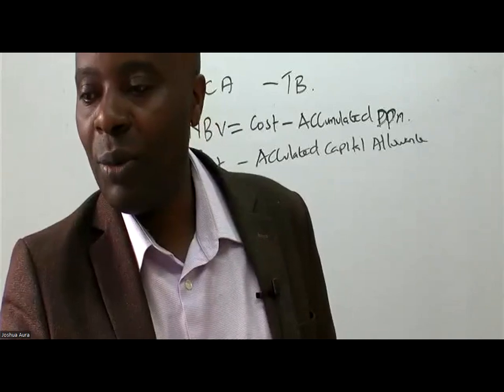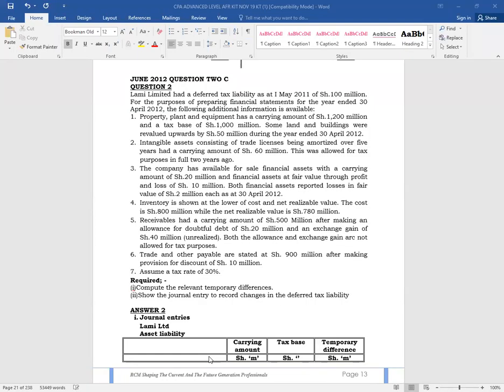Now to be able to get these temporary differences, we need to start straight away looking at this question. We are told Lamy Limited had a deferred tax liability as at 1st of May 2011 of shillings 100 million. For purposes of preparing financial statements for the year ended the 30th April 2012, the following additional information is available. We have property, plant, and equipment. It has a carrying amount of 1,200 and a tax base of 1,000. Some land and buildings were revalued upwards by 50 million during the year ended the 30th April 2012.